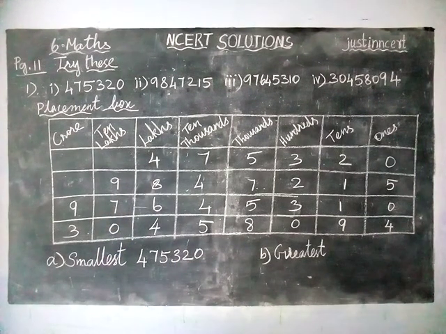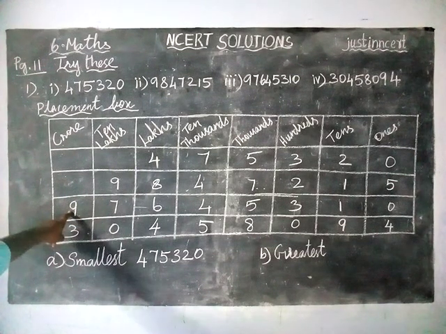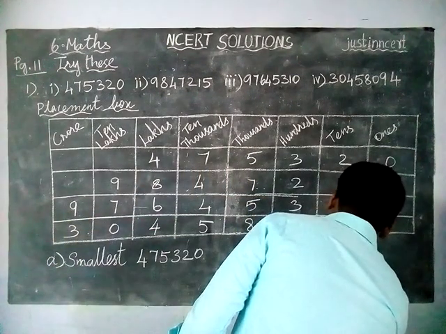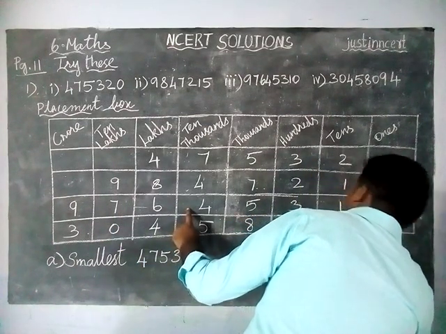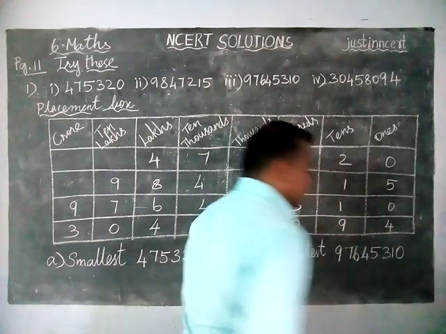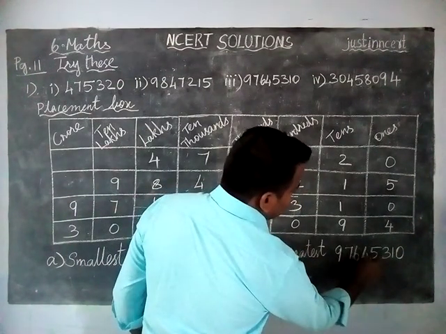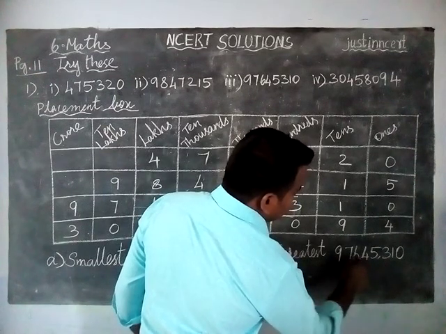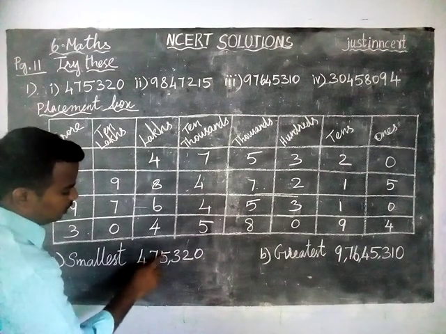In this, the greatest number is, listen, these two are smaller, so these two have an equal number of digits. So in this we have to compare the crores place. Crores place 9 is the highest value, so we are going to take it, this is the greatest value. 9,76,45,310. When you are making commas, 1, 2, 3 digits, 1 comma, after that 1000, 10,000, 1 comma, lakh, 10 lakh, 1 comma. The same thing here, 1s, 10s, 100s, 1 comma, then 1000, 10,000, 1 comma.